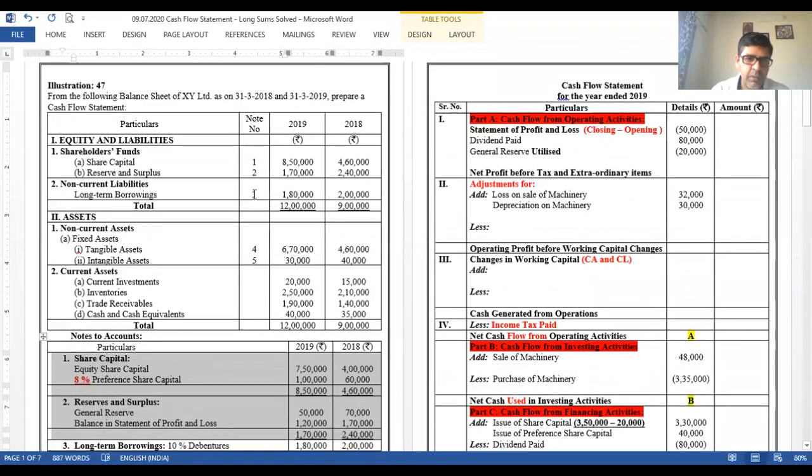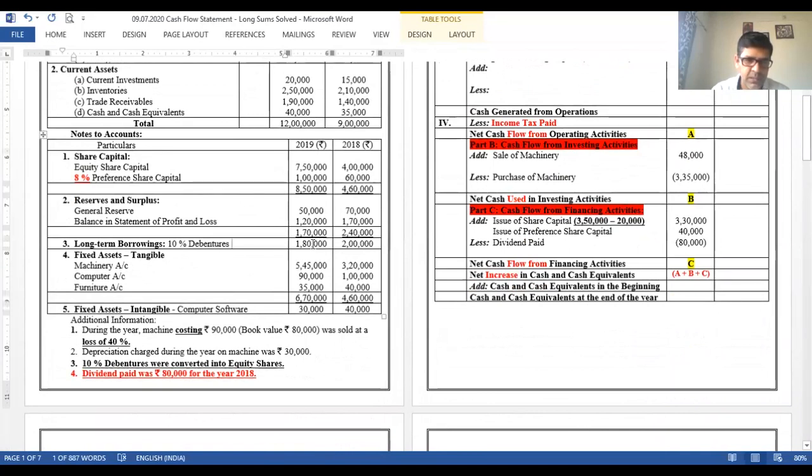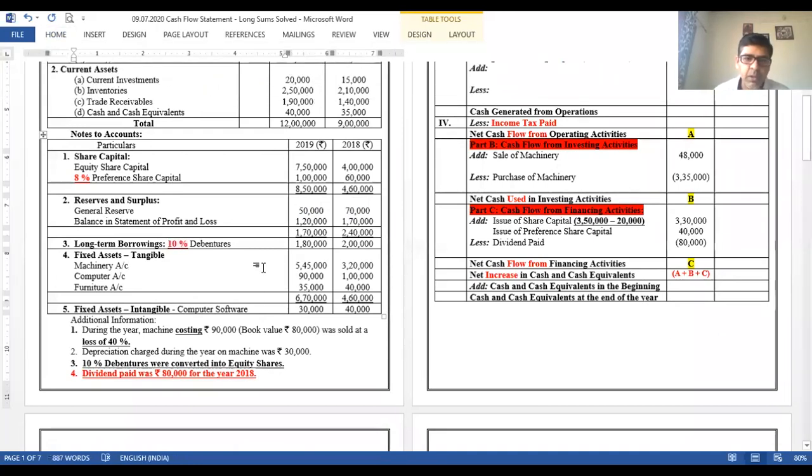After that, long-term borrowings. Note number 3 is for debentures. Now in debentures again this rate has come, right? So we must not forget the rate. Rate and date play an important role in accounting, right? So 10%. Tell me on which amount I should calculate interest, on 2 lakh or 1,80,000? 2 lakh. Yes, 2 lakh.